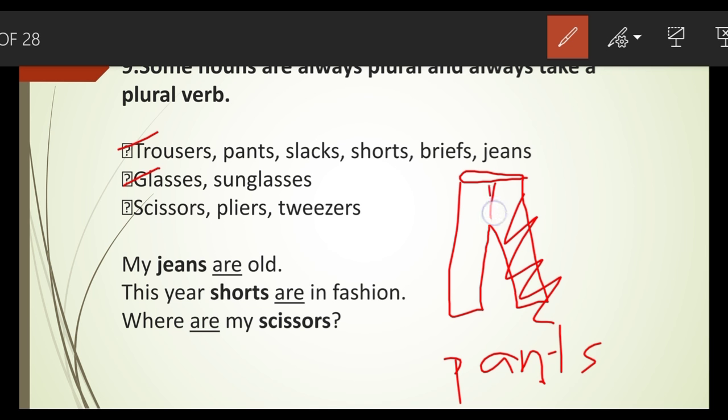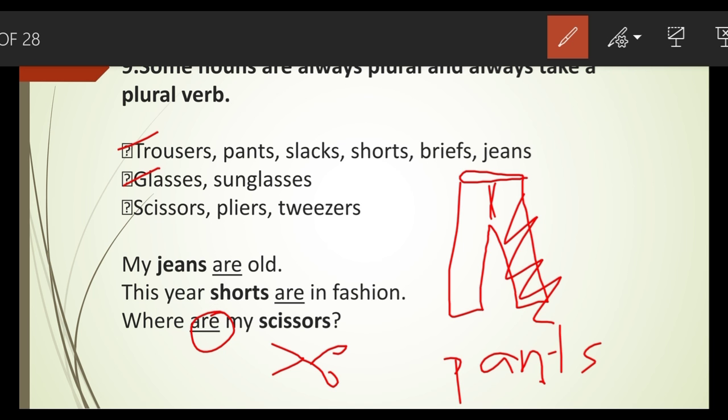So, ayan, my jeans are old. This year, shorts are in fashion. Where are my scissors? So, yung scissors kasi, syempre, dalawa yan. Hindi naman siya gagana ng nag-iisa lang. Okay, so, kailangan are ang gagamitin natin.